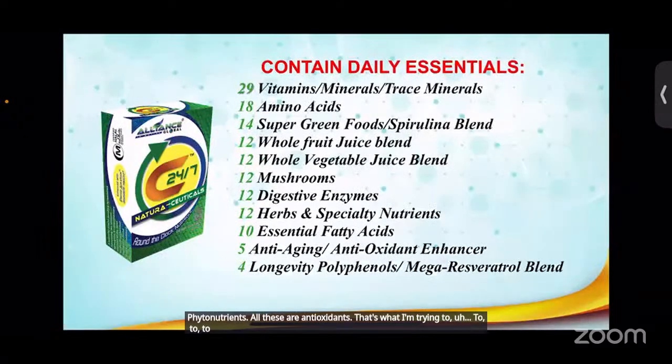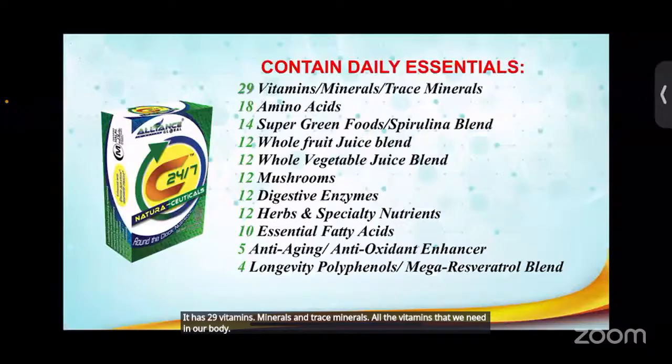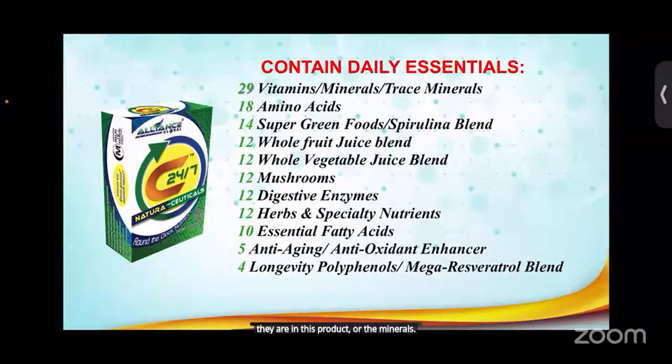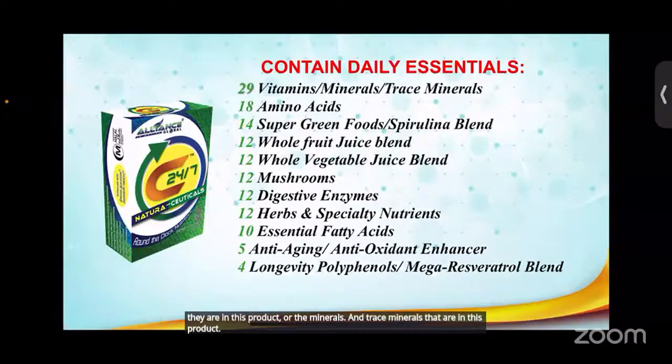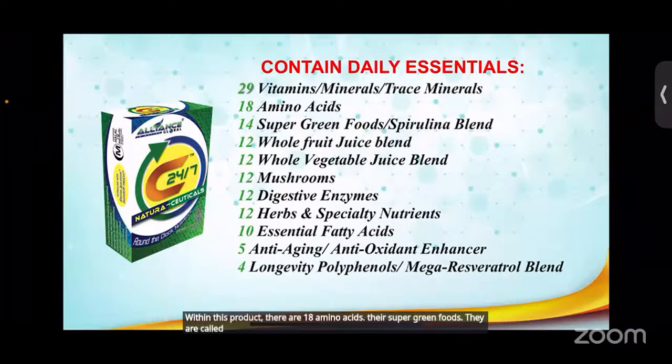This C24/7, on top of that, has 29 vitamins, minerals, and trace minerals. All the vitamins that we need in our body are in this product. All the minerals and trace minerals are in this product. Within this product, there are 18 amino acids. They are super green foods. They are a 12 whole fruit juice blend.